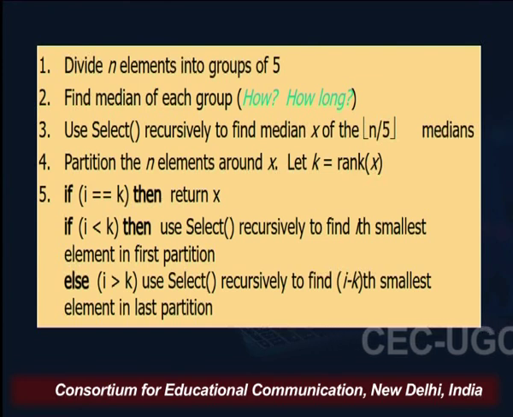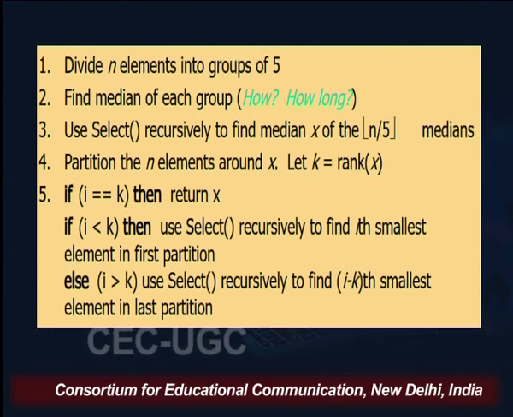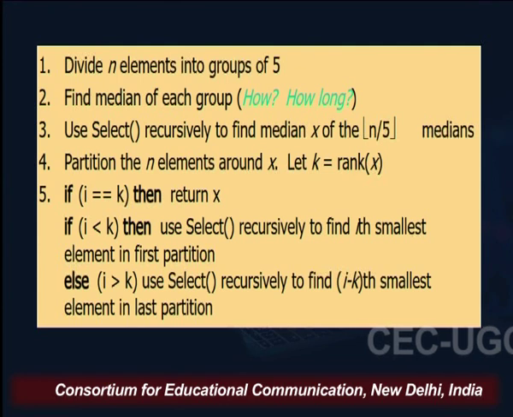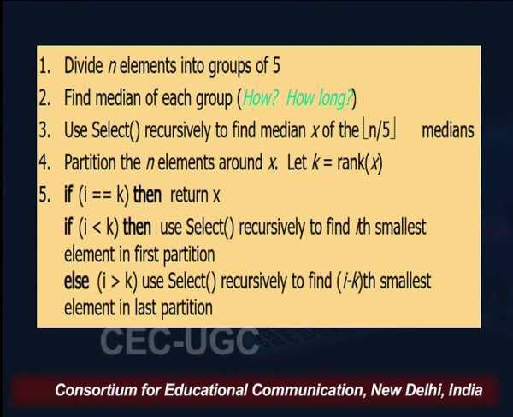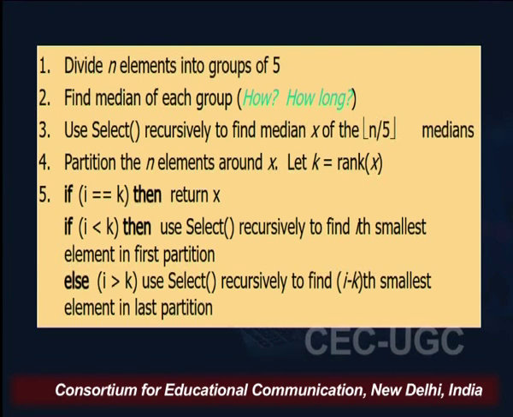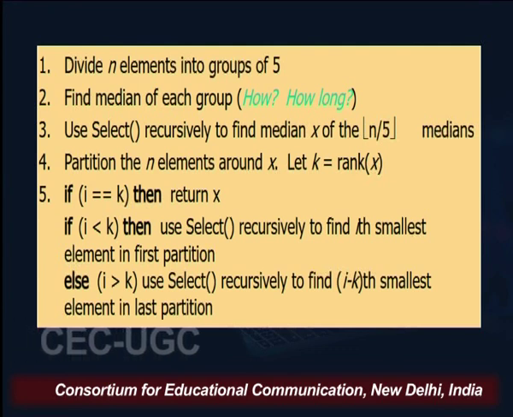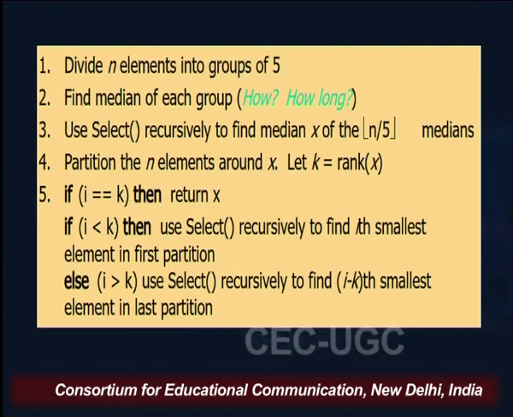Now, what is the basic idea? We divide n elements into groups of 5, and we find the median of each group. I am sure that whenever n is not a multiple of 5, there will obviously be at least one group with a size less than 5. So we divide the n elements into groups of 5 elements and one group with fewer than 5 elements, and we find the median of each group.